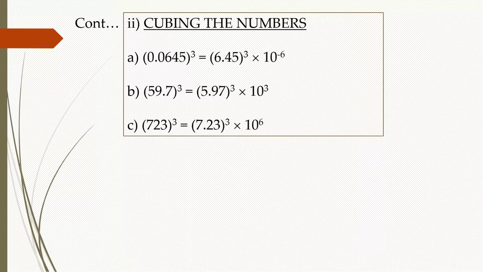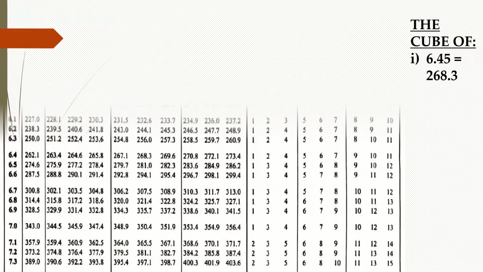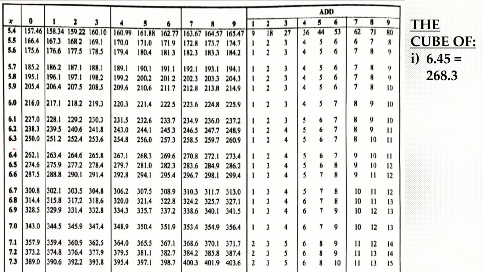So are you ready to go with me and check the cube of 6.45, the cube of 5.97, and the cube of 7.23? I hope you're ready. Take your mathematical table, a pen, and also somewhere to write on. So to start with, we are going to find the cube of the first number, which is 6.45, using our mathematical tables. So open the mathematical table on the page of the cubes.